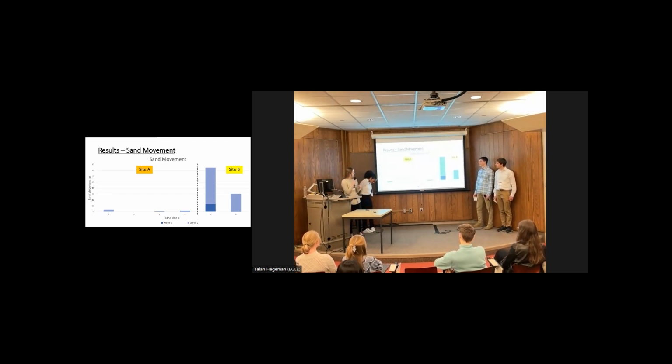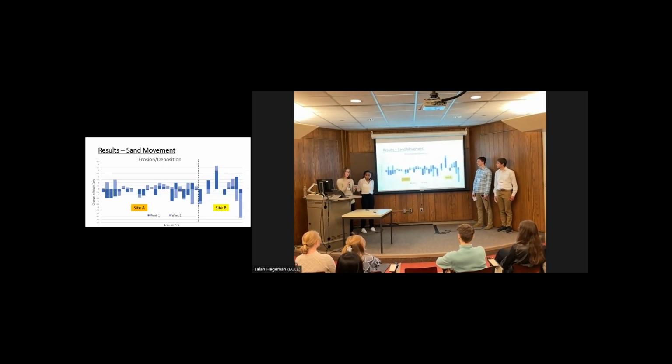In this graph, we can see that site B, which is an active blowout, had significantly more sand movement compared to site A, which is a forested dune ridge, and it had 35 times more measured by sand trap. And in this graph, the positive numbers represent deposition and the negative numbers represent erosion. At site A, where the new ramp might be built, we mostly experienced deposition during the windier periods of weeks 2 and 3. And at site B, we can see that there was overall more deposition in week 1, and overall in week 2, there was more erosion.